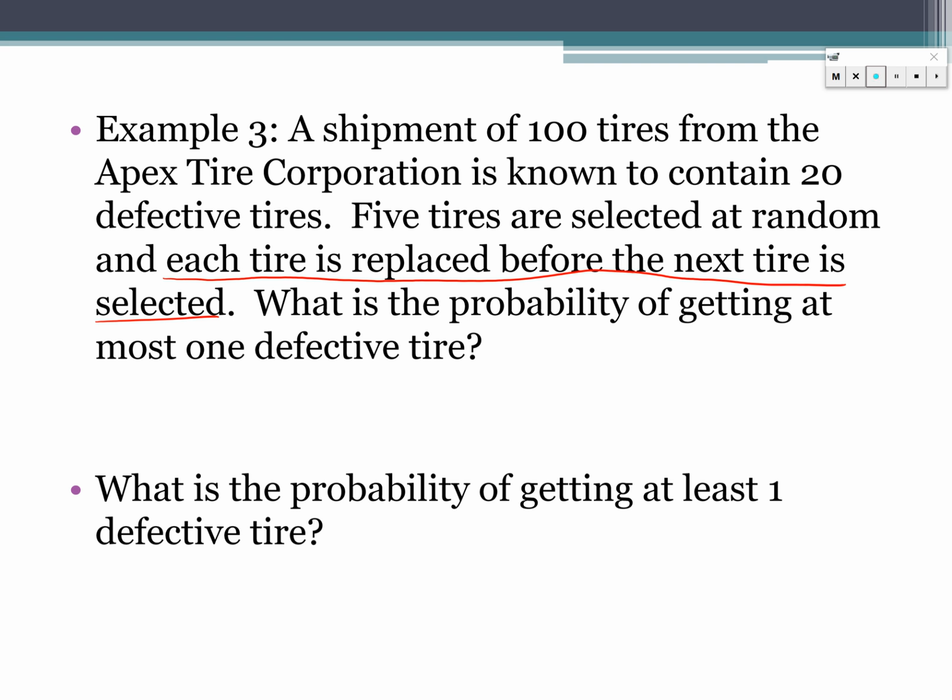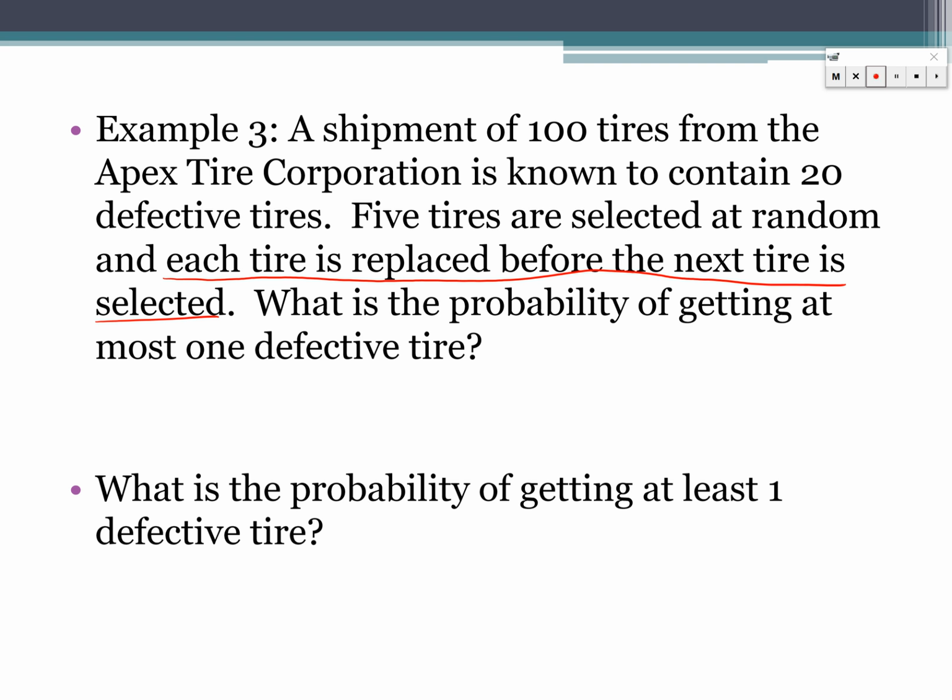If I don't replace that tire, my trials are no longer independent, and my probability of success changes for each trial. If I don't put that tire back, that changes everything for my next trial and the one after that and the one after that. So replacement is key in order for this to be considered a binomial experiment.